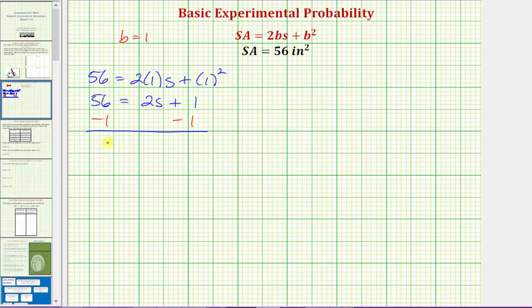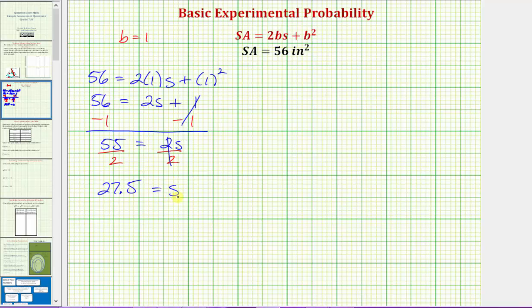Simplifying, 56 minus 1 is 55, equals, on the right side, notice how we have 1 minus 1, which is 0, so we have 55 equals 2s. And now, because 2s means 2 times s, to solve for s, we divide both sides by 2. Simplifying on the right side, 2 divided by 2 is equal to 1, so we have 1 times s, or s. Here on the left, though, we have 55 divided by 2, which is not a whole number, because this quotient is equal to 27.5.